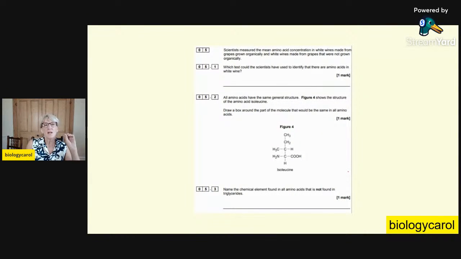Question 5. Scientists measured the mean amino acid concentration from white wines made organically and non-organically. What test would they have used? Well, back to good old food tests. This is the Biuret test. Notice it's not the Benedict test, even though they both begin with B. Benedict is the carbohydrates, Biuret is the protein. Turn purple to give you a positive result.